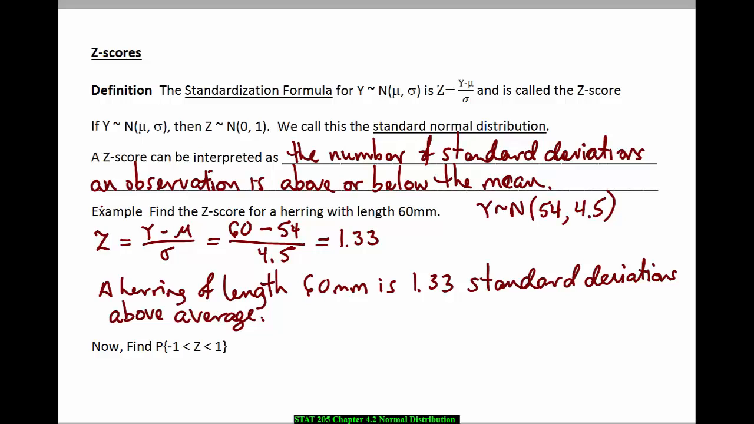Alright, so notice that the original observation, 60, had the units of the original normal distribution, millimeters in this case. But the z-score doesn't get units. It's just interpreted as the number of standard deviations above or below the mean. Now we got a positive z-score, 1.33, so that meant that our observation was above average by 1.33 standard deviations. If you come out with a negative number, that just simply means that your observation is that many standard deviations below average.